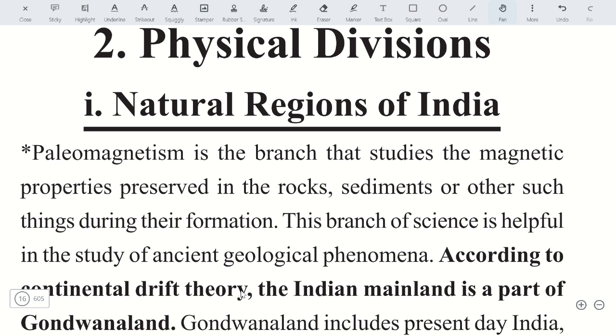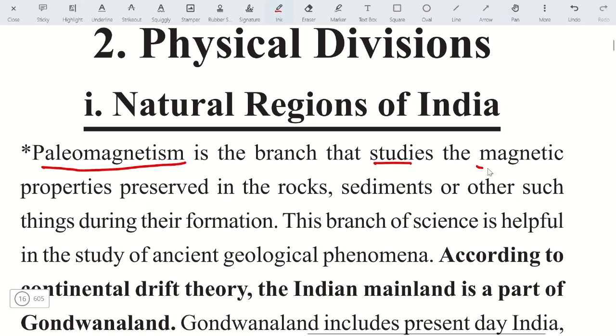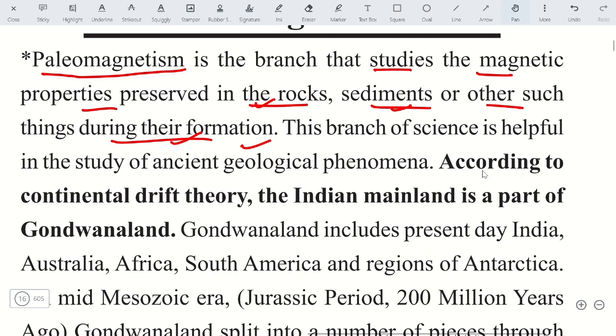We will explain some points. Let's see paleomagnetism. What is paleomagnetism? Paleomagnetism is the study of magnetic properties preserved in rocks, sediments, or other such things during their formation. That means when we study the magnetic property of rock, sediment, and their formation, it is called paleomagnetism.